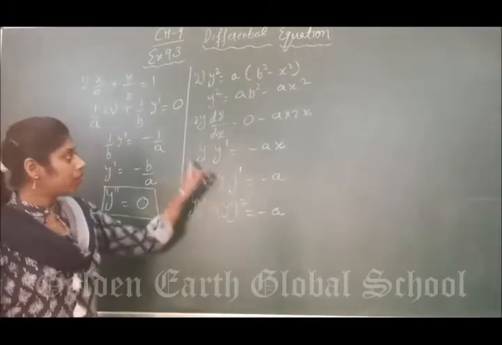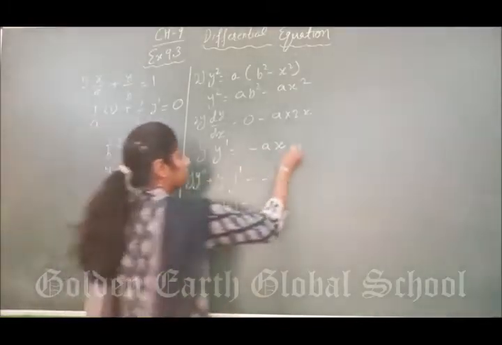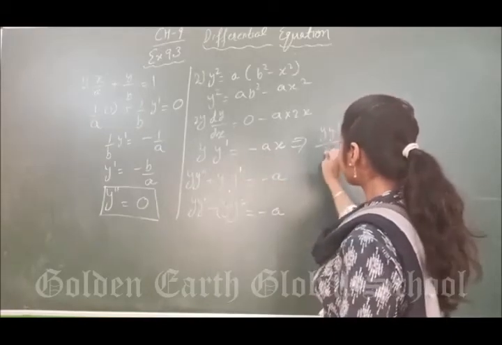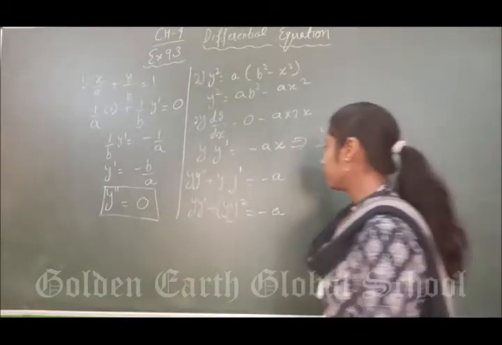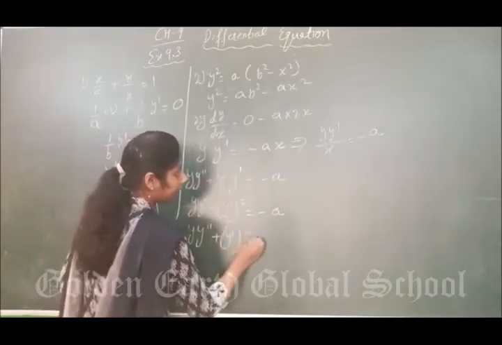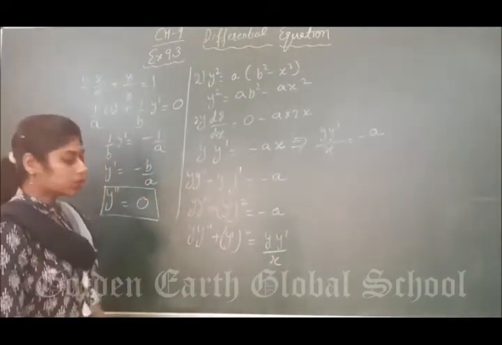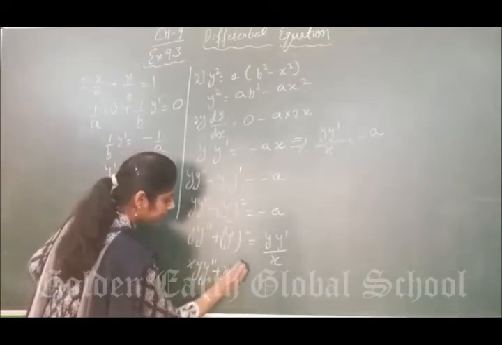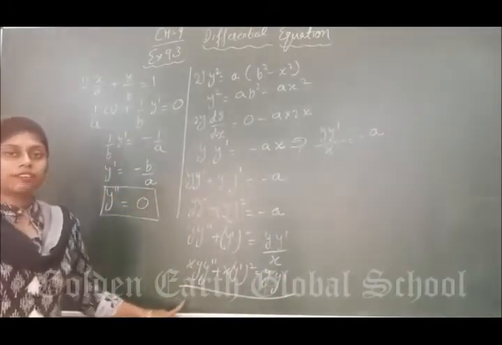How will you eliminate? From the first derivative, find out the value of a. From here, the value of minus a will be y y dash upon x. So replace minus a with this value. y y double dash plus y dash square equals y y dash upon x. Multiply x to the left hand side. So it will be your differential equation: x y y double dash plus x y dash square equals y y dash.